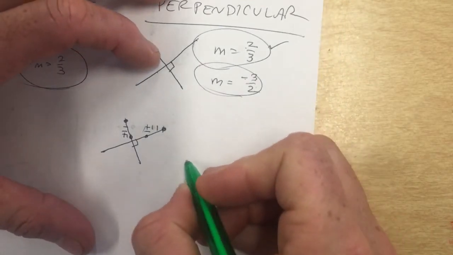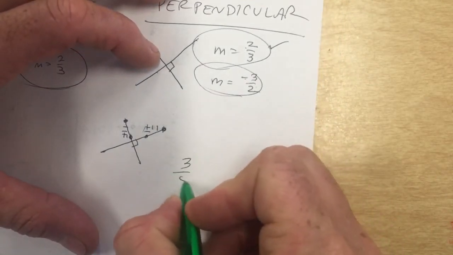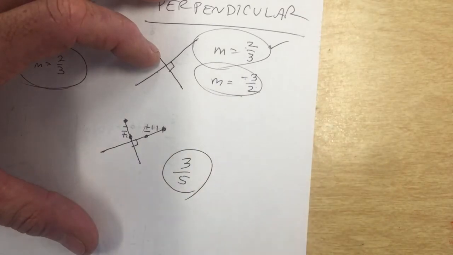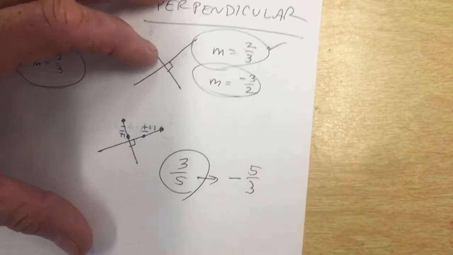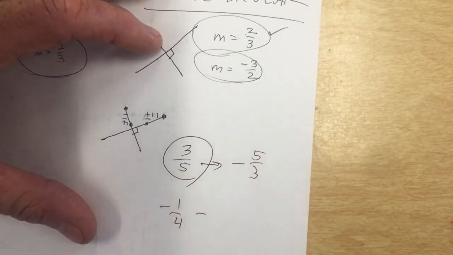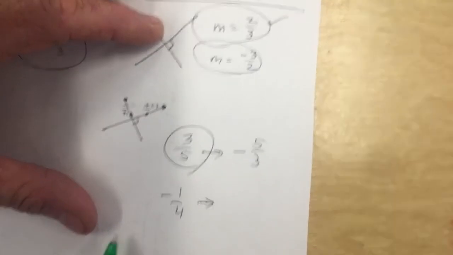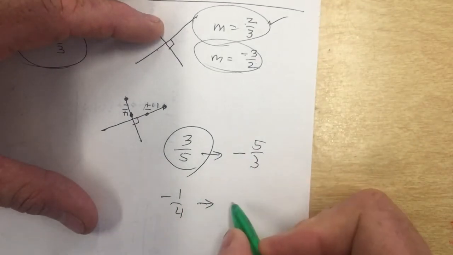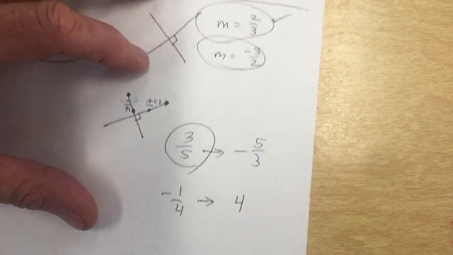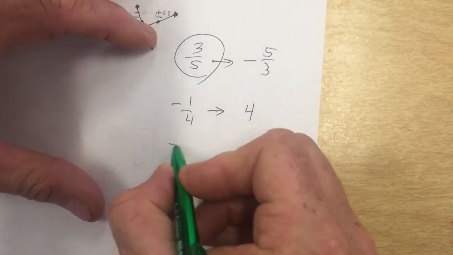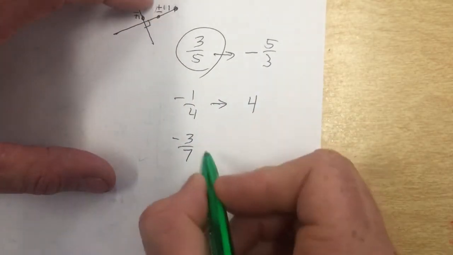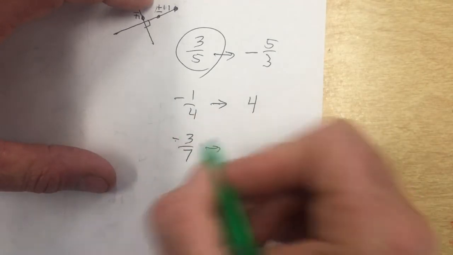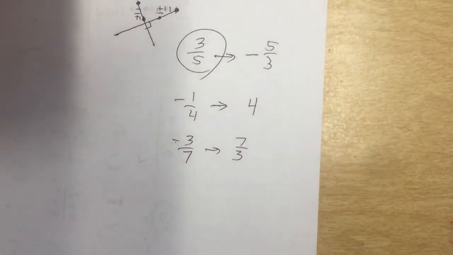Okay, so now, like 3/5. What would be perpendicular to 3/5? Well, it'd have to be negative, and I flip them: 5/3. What about -1/4? What would be perpendicular to that? Well, it'd have to be positive, and I would flip that, 4/1, which is 4. Okay. What about -3/7? What would be perpendicular to that? Well, it'd have to be positive because it's the opposite, and I flip it: 7/3. And these are how you find perpendiculars. Okay.